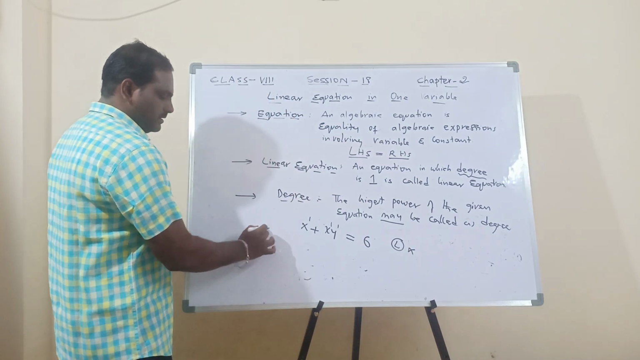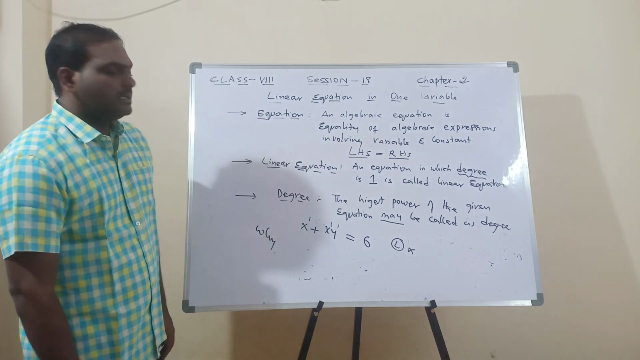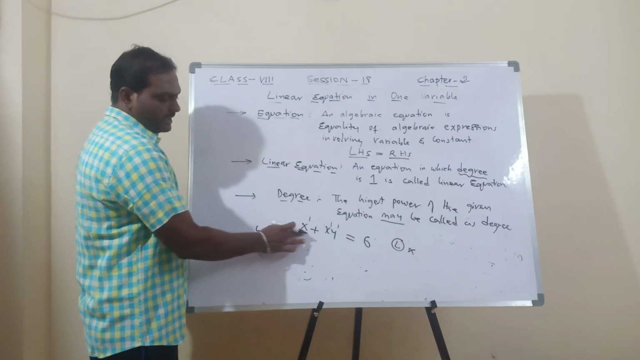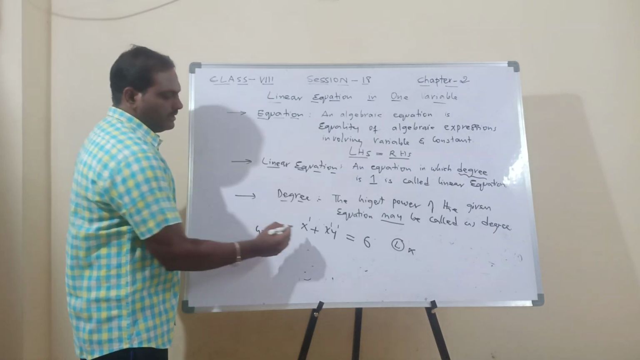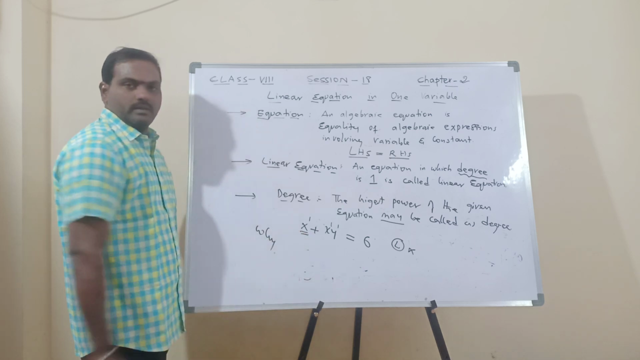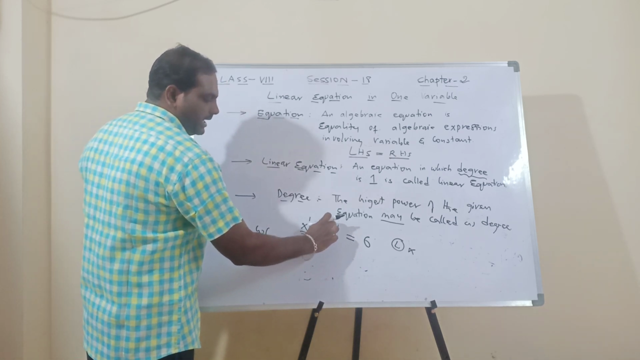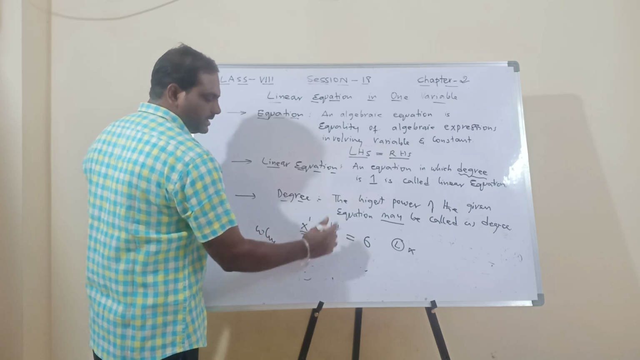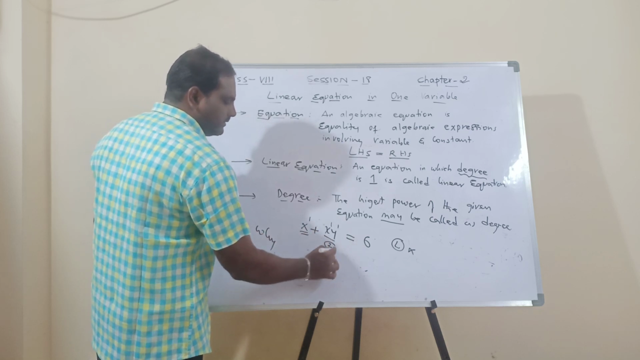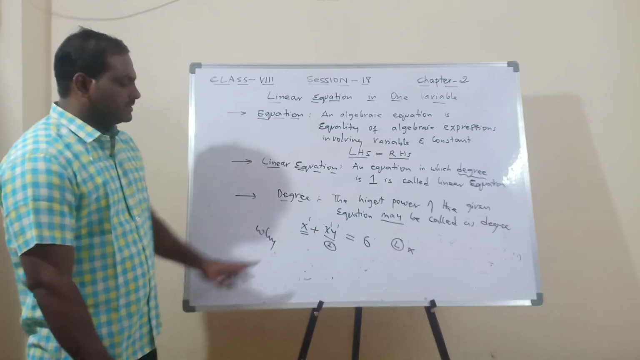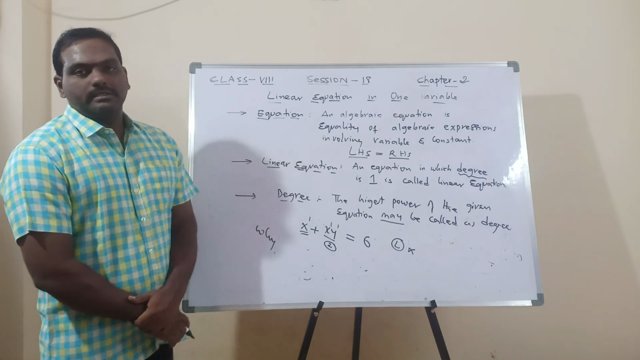So why is it not a linear equation? Suppose if there is only 1 variable, we have to consider the power only. Suppose we are having 2 variables, we have to add the powers also. So 1 plus 1 means 2. Its degree will be 2. So that's why this is not a linear equation.